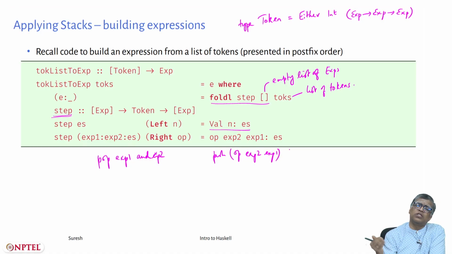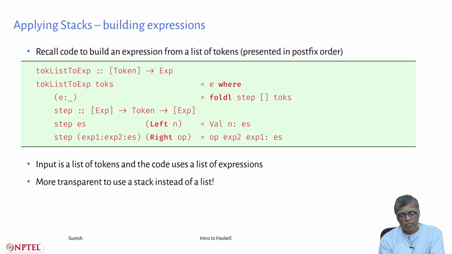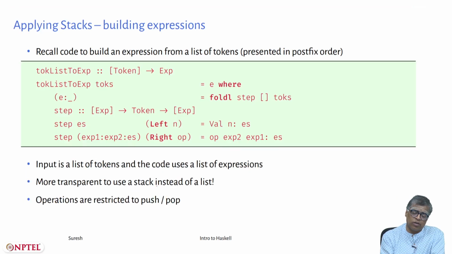Right, we expressed all this in terms of lists. Now you can actually explicitly express them in terms of stacks. This makes more sense, because in the particular coding here, you have a list of expressions and you also have a list of tokens. It would be much better if you had a list of tokens and a stack of expressions. Okay. So, it is more transparent to use a stack instead of a list. Operations are restricted to push and pop.